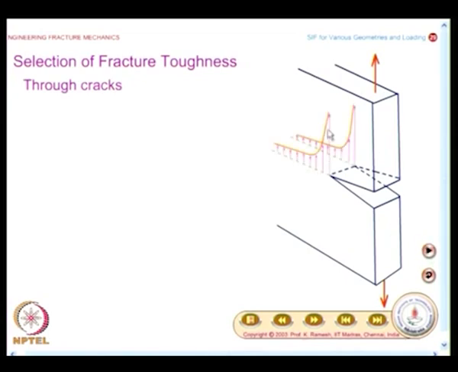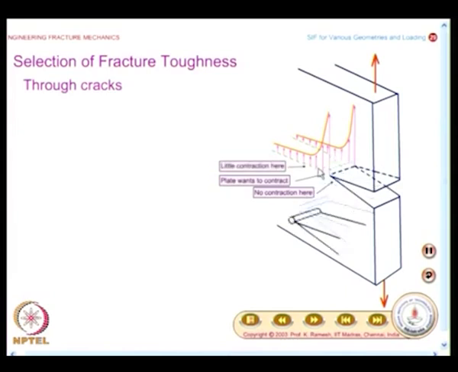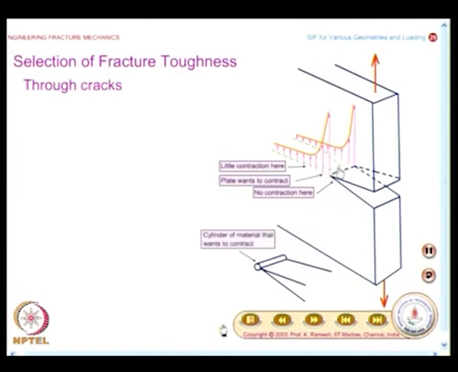So, you have very high levels of stresses, which your elastic solution provides. In view of these very high localized stresses, what happens? There is no contraction in this zone. In this zone, the material wants to contract, and we will have to see to what extent this contraction is possible, and ahead of this zone there is little contraction. And what happens in this zone?